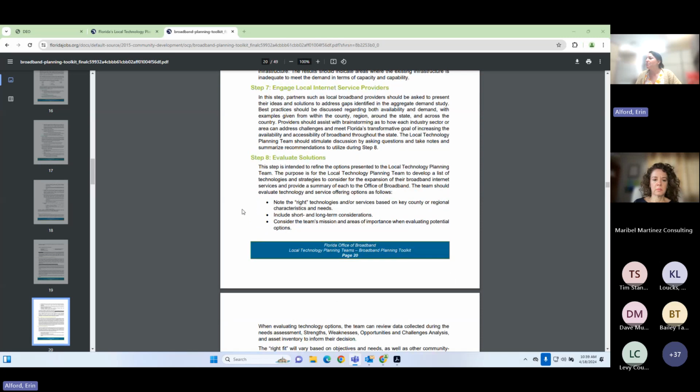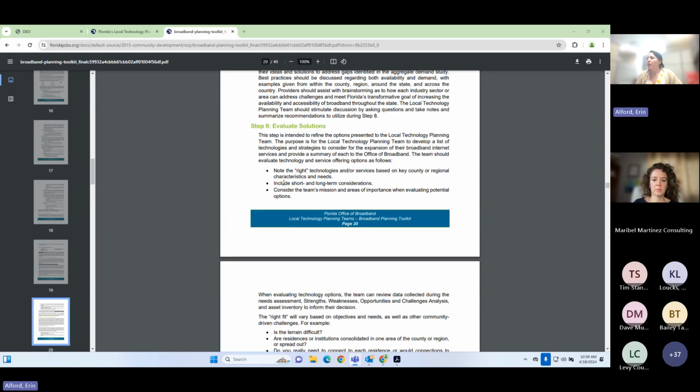And then step 8, evaluating the solutions. After all this, with the surveys, talking with your stakeholders, getting opinions from the community, you're going to have to really take your time in evaluating where the grant money you might receive should best go towards certain projects and which areas should be served. But it's also important to include the short and long term considerations or solutions.